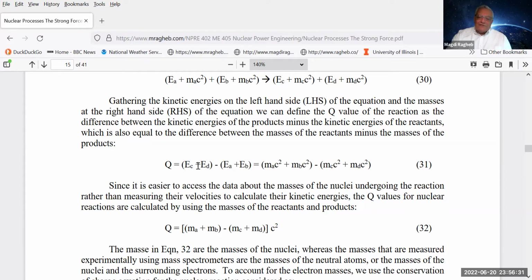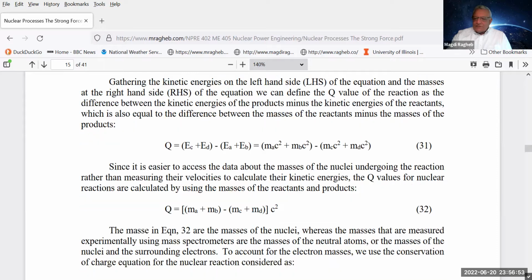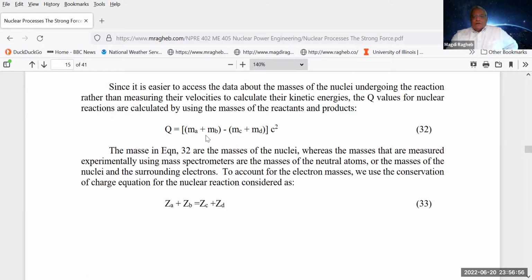If I want to calculate the difference in the kinetic energy between the products and the reactants, I can also calculate that same value Q from the rest masses. Notice here that's C plus D, but then here that's A plus B. So in terms of practical engineering and scientific applications, we define the Q value as the rest mass energies of the reactants, M sub A plus M sub B, minus the rest mass energies of the products, M sub C plus M sub D. And if these masses are in atomic mass units, we can extract them from the table of the nuclides and turn them into energy by multiplying by the square of the speed of light.